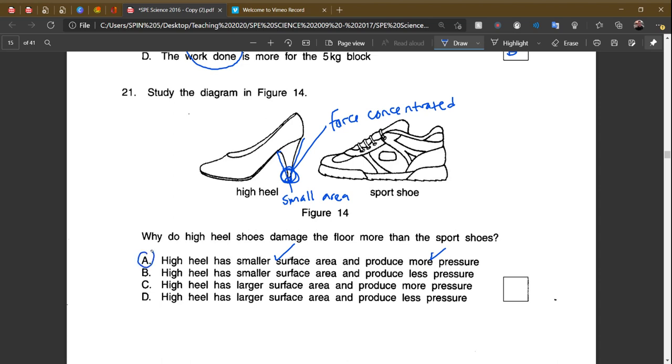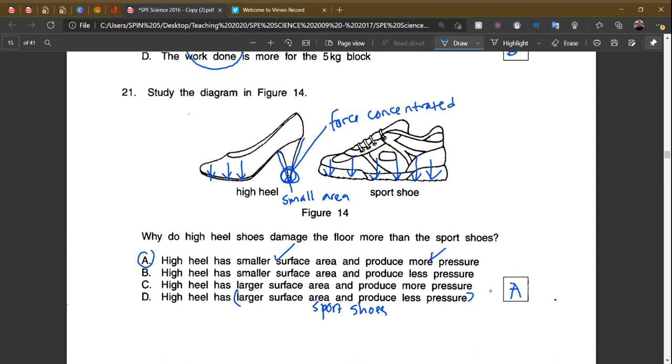A. And if you look at the sports shoe here, what happens is that the force will be spread out evenly in the shoes. So you will not feel as much pressure from the shoe here because it's spread out evenly. This will create some sort of pressure, but most of it will be concentrated in the heel there. Okay, that's why the answer is this one. The smaller area, the more the pressure. The larger surface area, the lesser the pressure. So this one is for the sport shoes.